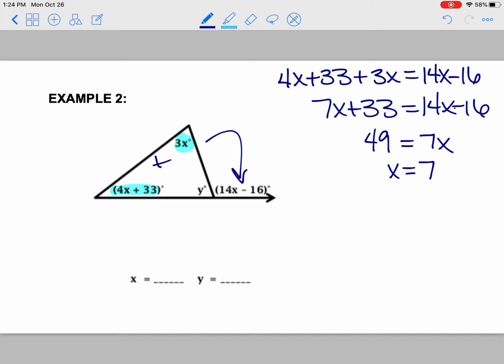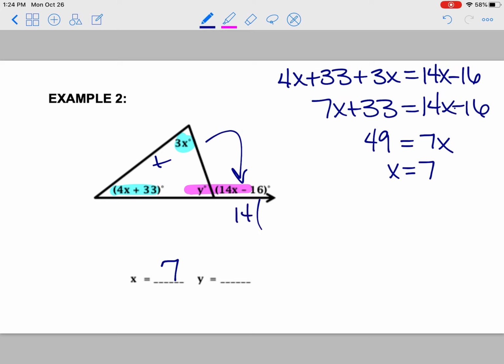Okay, we need to plug that in and find our angle measures. Or no, it's just asking for x and y. That makes it even easier. So we know x is 7. Now, to find y, you could do it a couple of ways. You could plug x in and figure out y from your interior angle sum, or we could plug it into the exterior and subtract from 180 because these two in pink create a linear pair.